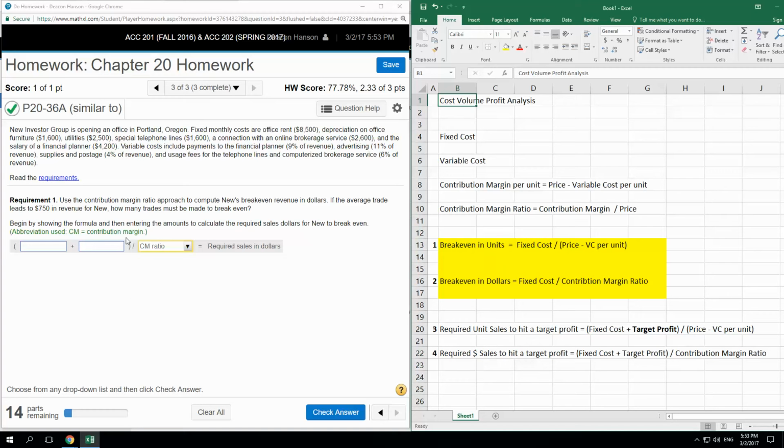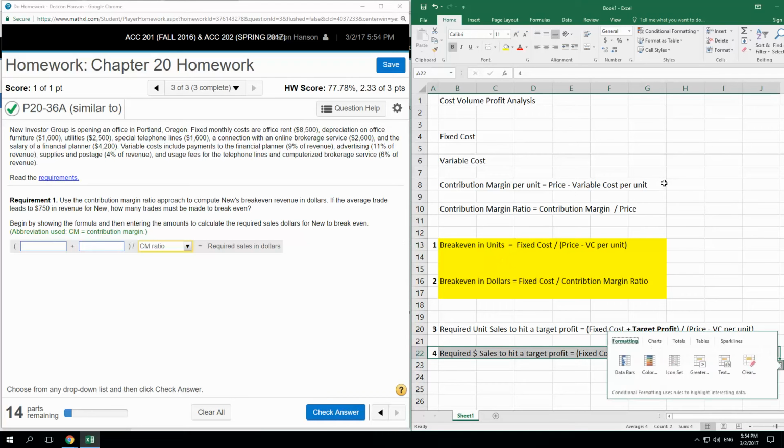So in this first situation, it says use the contribution margin ratio approach, which is going to be number 4 down here, to compute the new break-even revenue in dollars. If the average trade leads to $750 in revenue, how many trades must be made to break even? So we're trying to get it in dollars. 750 is the price. Now, how would we figure out our contribution margin ratio?